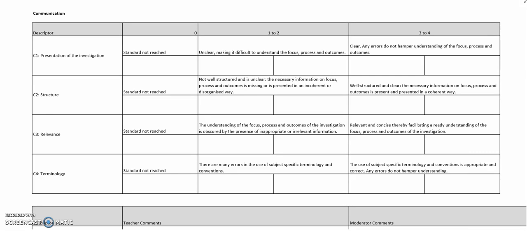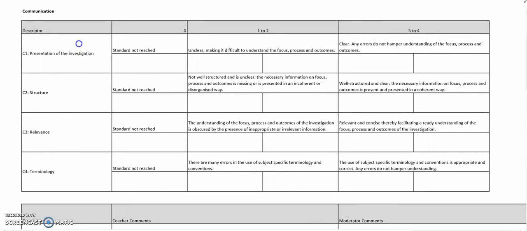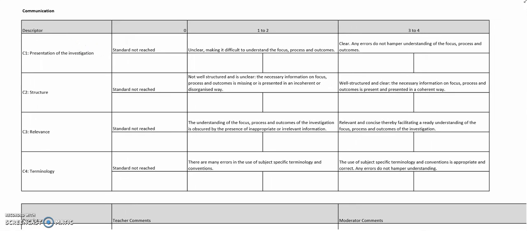So structure is about whether the information is present. So this is whether you've said all the things you need to say. Information is present and presented coherently. So this is how it's laid out. This is whether all the information is present.